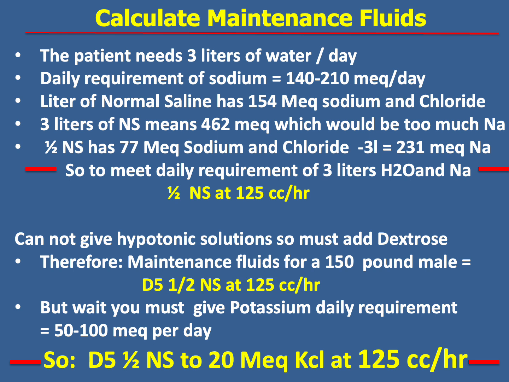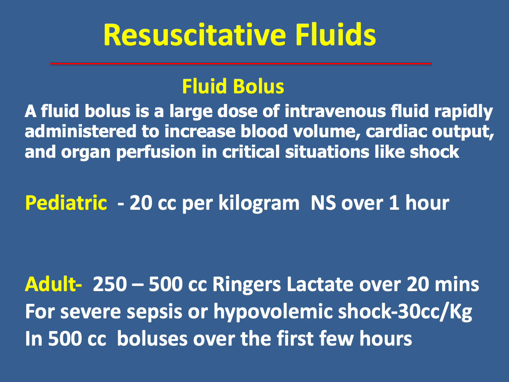But we cannot give hypotonic solutions, so we must add dextrose to increase tonicity. Therefore, maintenance fluids for a 150-pound patient would be D5, half normal saline at 125 cc's per hour. But you must meet potassium daily requirements of at least 1 milliequivalent per kilogram. So maintenance fluid orders for a 70-kilogram patient would be D5, half normal saline, plus 20 milliequivalents of potassium chloride per liter at 125 cc's per hour.